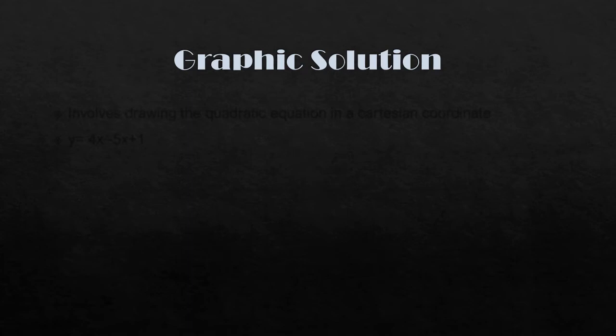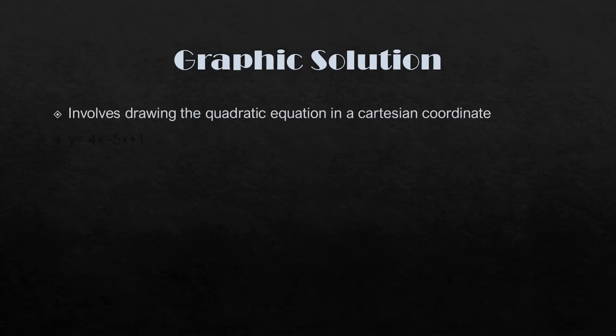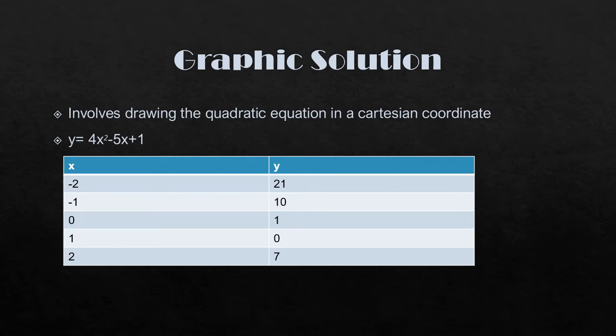The last method is by drawing a graph. So this method involves drawing the quadratic equation in a Cartesian coordinate. So for example, we have the equation y equals 4x squared minus 5x plus 1. So what we need to do here is to construct a table of x and y values. So here I'm going to take the x values from negative 2 up to 2.